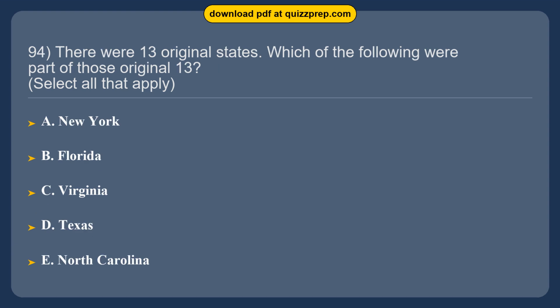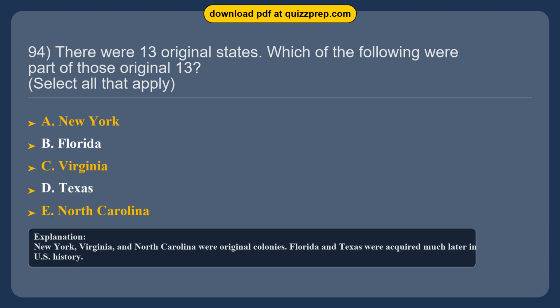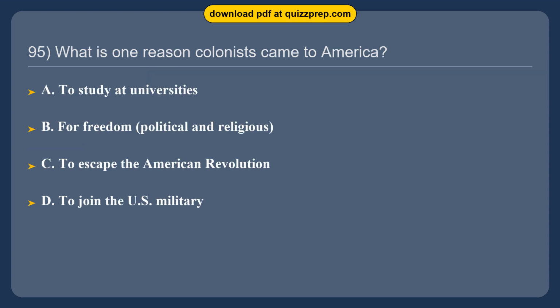Question 94. There were 13 original states. Which of the following were part of those original 13? Option A, New York. Option B, Florida. Option C, Virginia. Option D, Texas. Option E, North Carolina. The correct answers are options A and C and E. New York, Virginia, North Carolina. New York, Virginia, and North Carolina were original colonies. Florida and Texas were acquired much later in U.S. history.